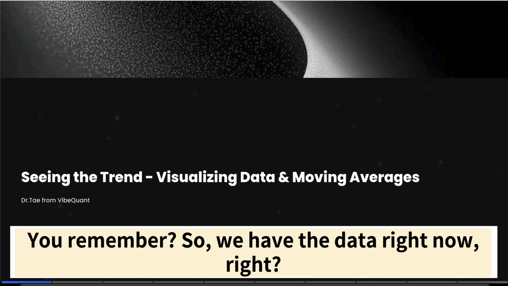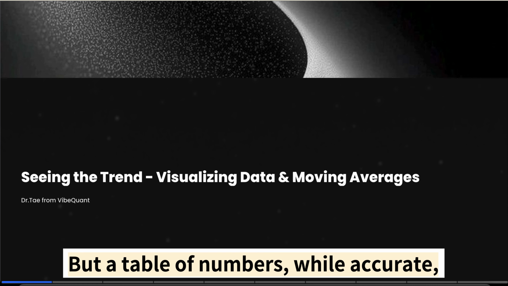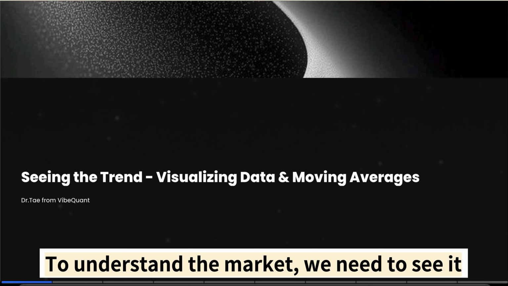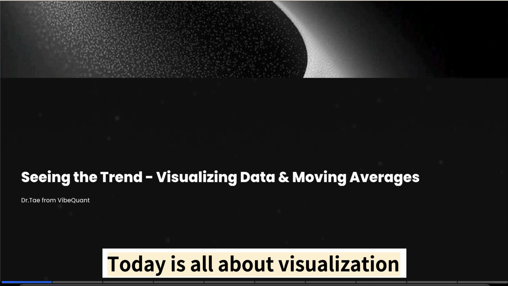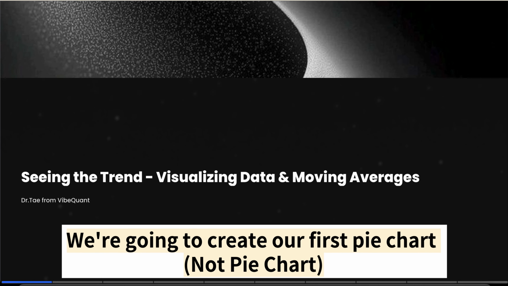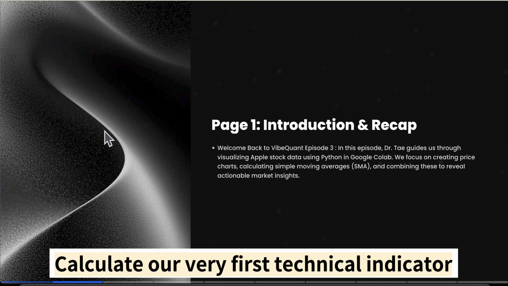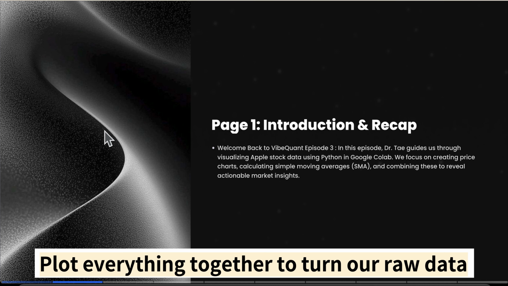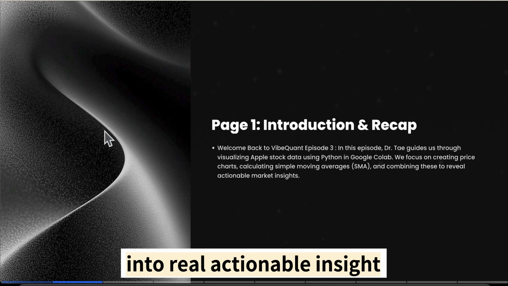You remember? So we have the data right now. But a table of numbers, while accurate, doesn't tell us any stories. To understand the market, we need to see it. Today is all about visualization. We're going to create our first chart, calculate our very first technical indicator called simple moving average, or SMA, and plot everything together to turn our raw data into real actionable insight.